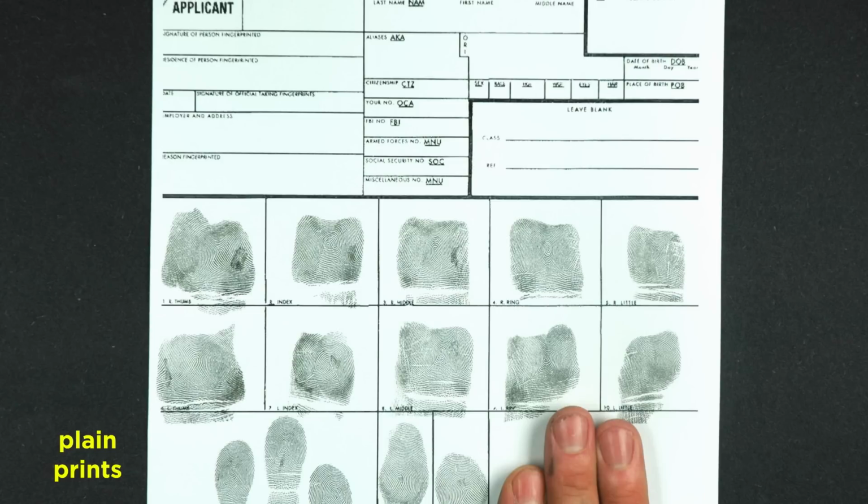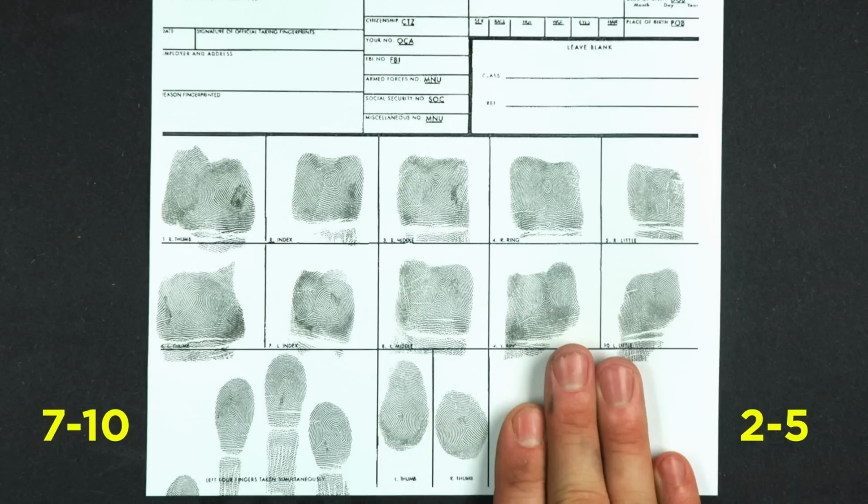Below the rolled prints is the part where plain prints are taken. They are taken after the rolled prints. 4 fingers of a hand are pressed simultaneously in the section allotted for the left and right hand. This is followed by the recording of the plain prints of the individual thumbs.